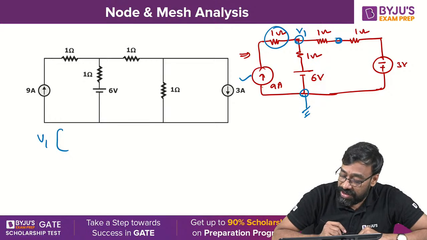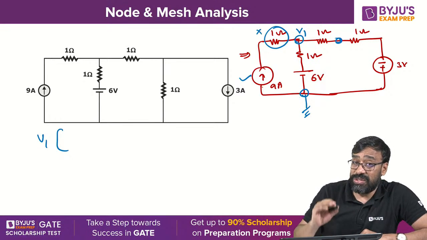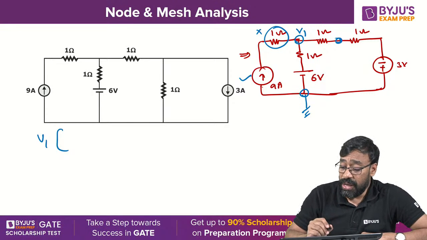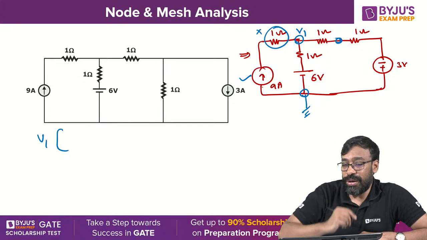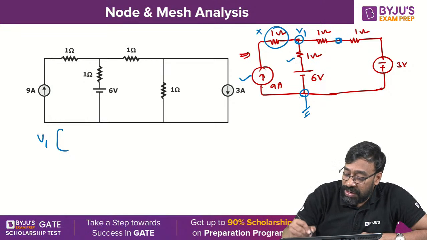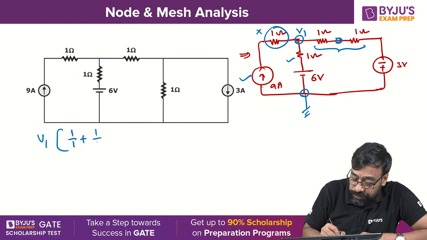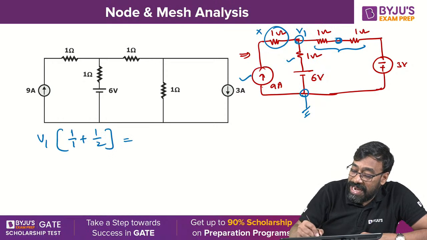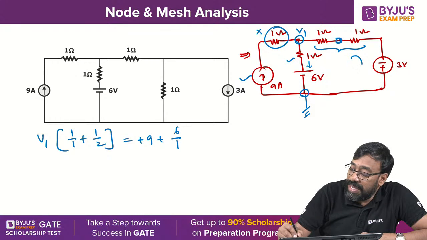Those two statements are very, very important statements. So I'm neglecting this element as far as node voltage is concerned. But when I find the power of 9 amperes, I should not neglect that element. That you have to remember. So now 1 by 1 plus 1 by 2 is equal to, 9 amperes is entering, so therefore plus 9 plus 6 by 1 minus 3 by 2.